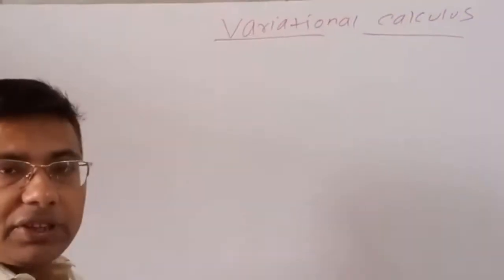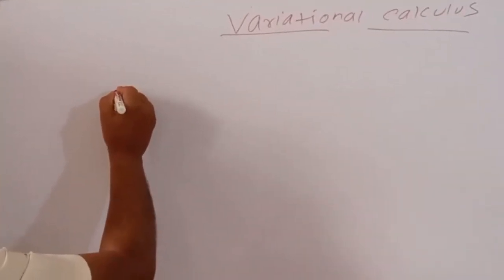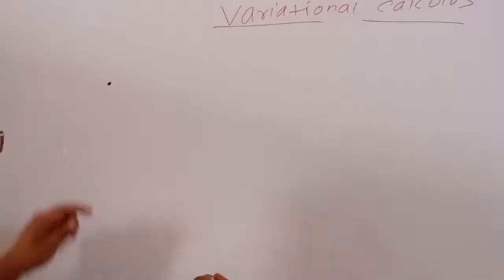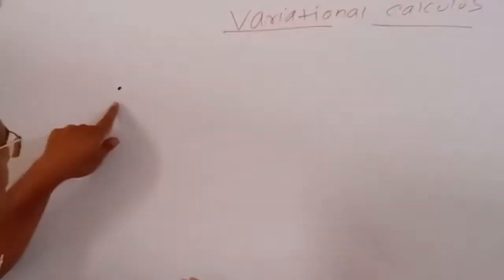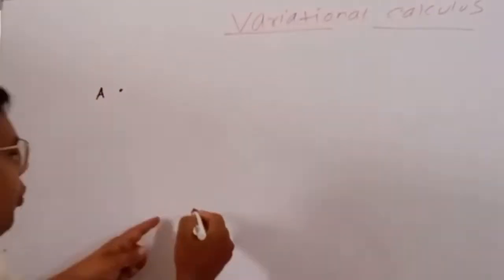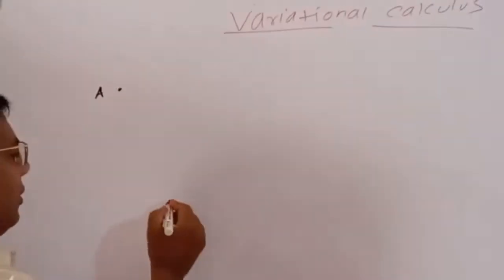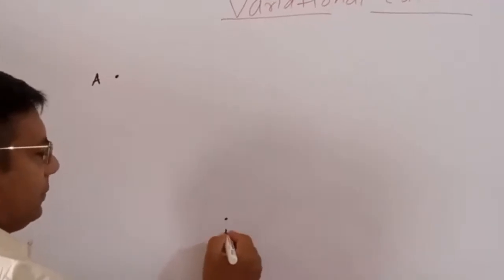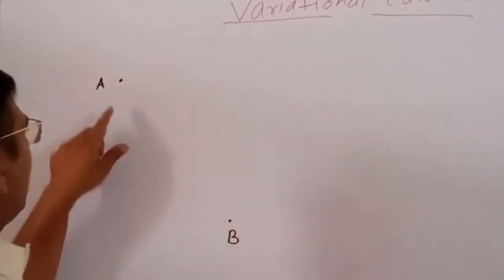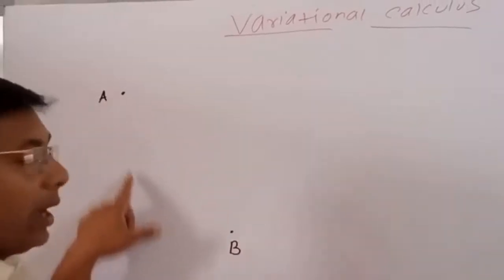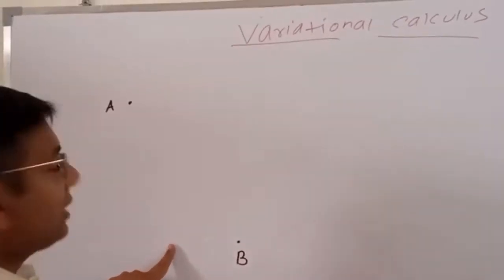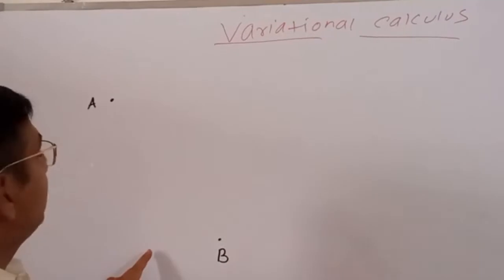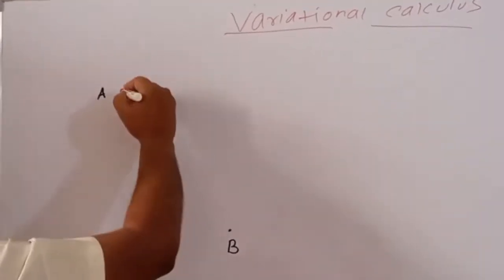So we will start with one example. Suppose we have a particle that has to go from point A to point B in the same vertical plane, right? So suppose point A is here and point B is here. Okay, so we have to find a path from A to B such that the time is minimum. So for that we have to devise a way.